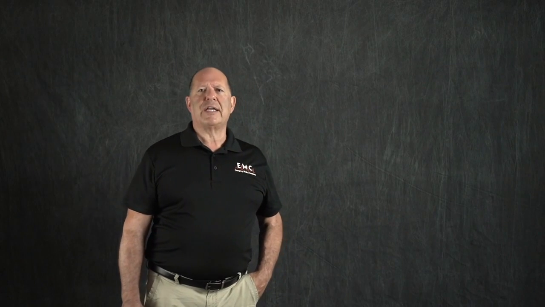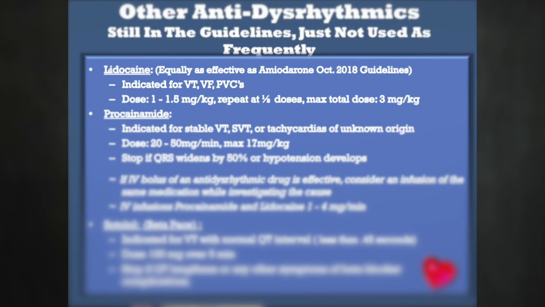So when we look at other antidysrhythmics, lidocaine has been an antidysrhythmic that we've used since the 70s. In 2000, we started using amiodarone in the guidelines, and lidocaine kind of fell out of favor for a while. As of 2018, the recommendation now is, at the physician's discretion, we can administer lidocaine instead of amiodarone for ventricular fibrillation, ventricular tachycardia, ventricular ectopics, at a dose of 1 to 1.5 milligrams per kilogram, and that can be repeated at up to 3 milligrams per kilogram of a total dose.